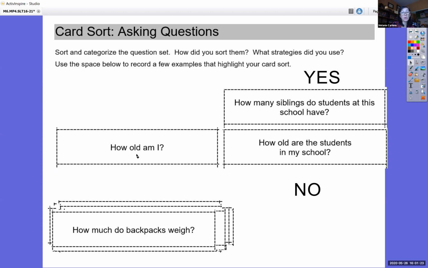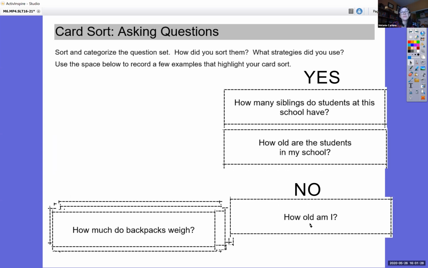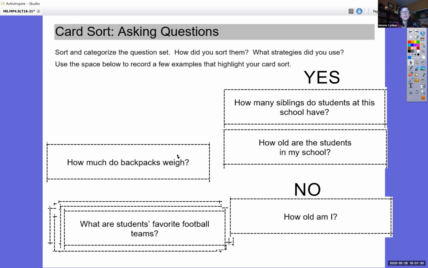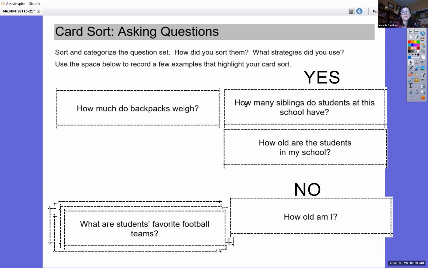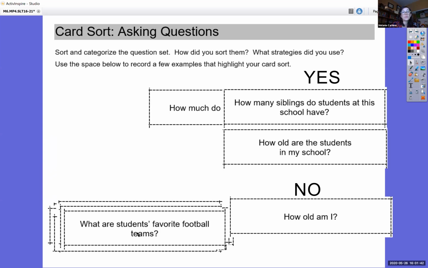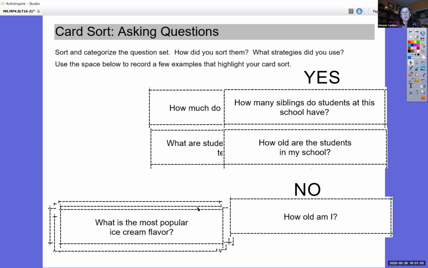I already gave you this example. How old am I? Is not statistical. How much do backpacks weigh? I could take a bunch of backpacks and I could weigh them, and you would get slightly different numbers. So it is statistical. What are students' favorite football teams? It doesn't always have to be a number to be statistical, as long as you get different answers. So you have Ravens, Steelers, Eagles. It is statistical.